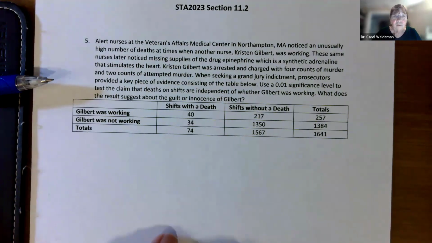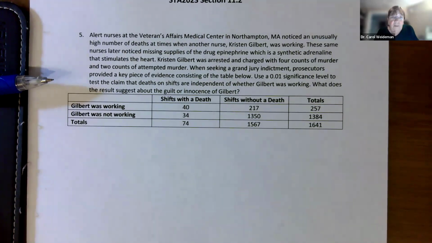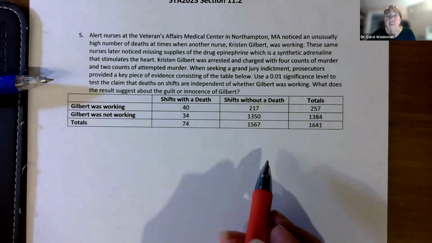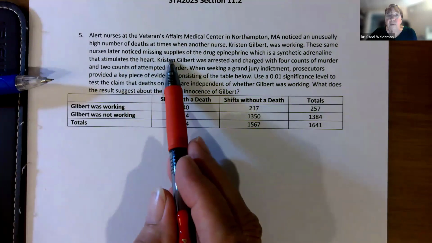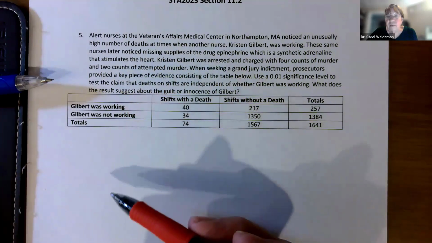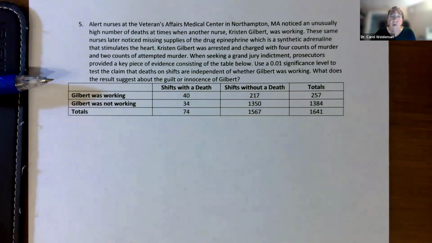So I thought this is an interesting one to go over with you. It says, alert nurses at the Veterans Medical Center in Northampton, Massachusetts, notice an unusually high number of deaths at times when another nurse, Kristen Gilbert, was working. These nurses later noticed missing supplies of the drug epinephrine, which is a synthetic adrenaline that stimulates the heart. Kristen was arrested and charged with 4 counts of murder and 2 counts of attempted murder.